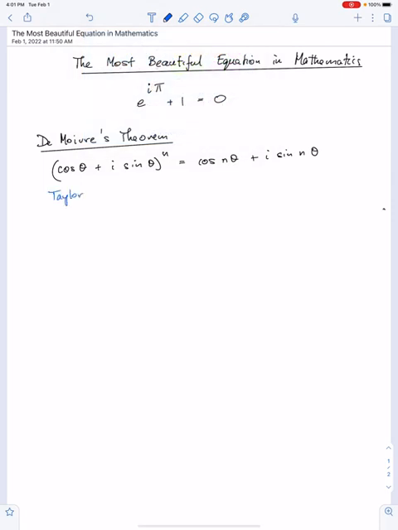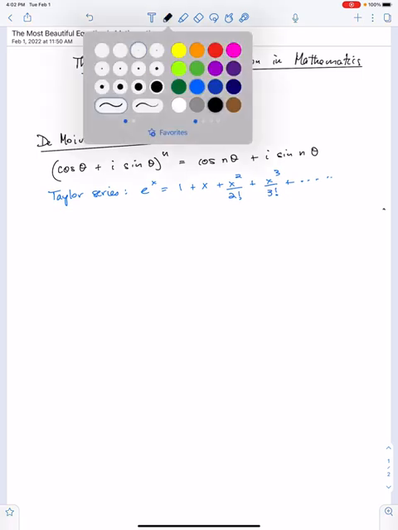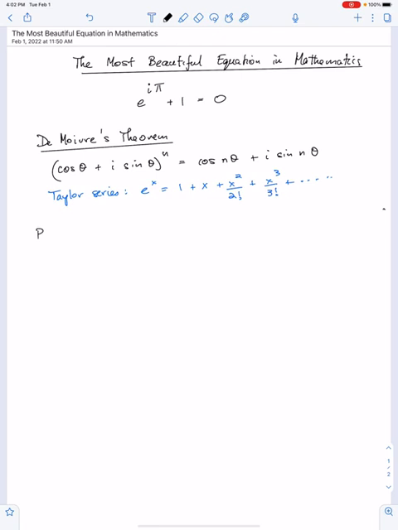So Taylor series, and in particular the Taylor series of e to the x is 1 plus x plus x squared over 2 factorial plus x cubed over 3 factorial, and so on. We also use the Taylor series of cosine and sine, and you'll see how that comes about. So let's do the proof.